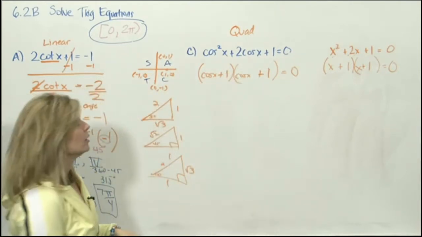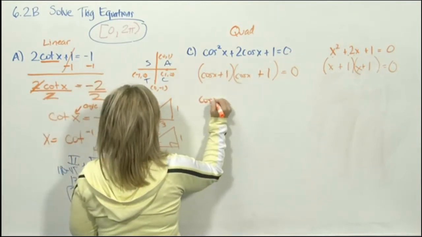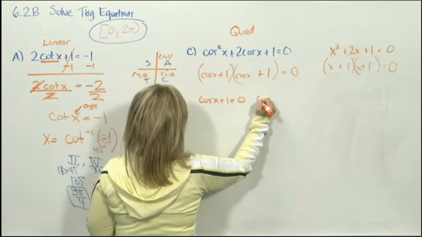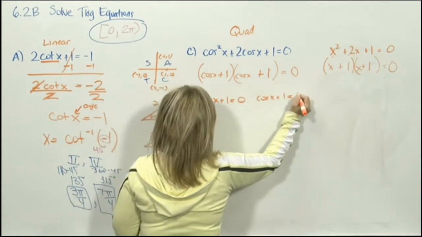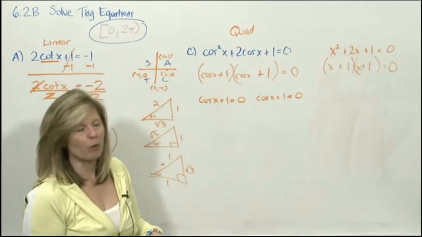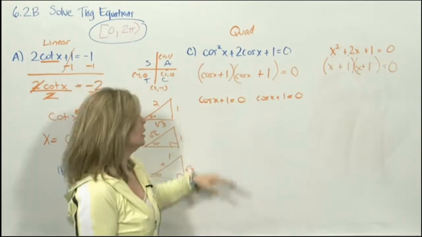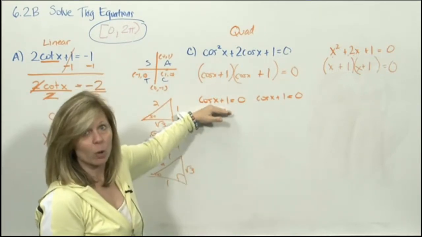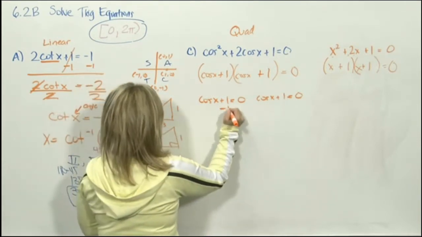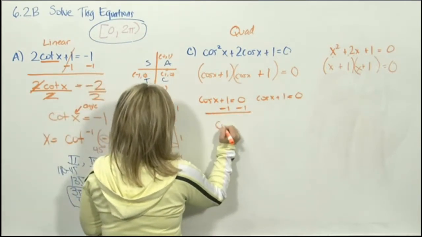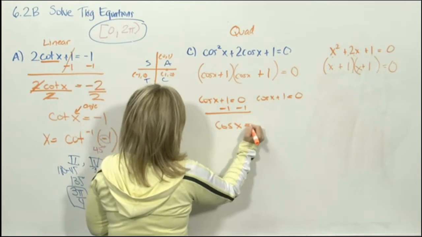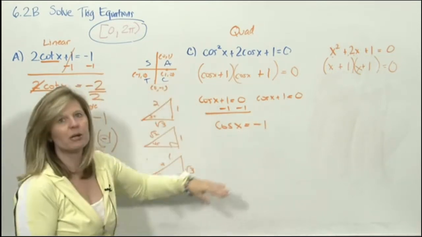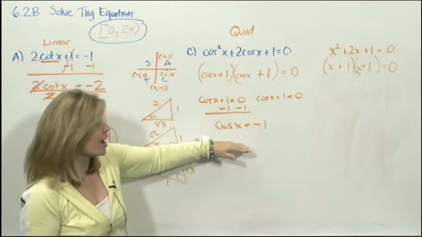Now it's linear. You take both equations, you set them equal to 0. There's no need to solve both of them because they're the same equation. So we're trying to isolate the trig word. It's not by itself yet. We move the 1, and now we get it isolated. Cosine x is negative 1. But you're not done. You're trying to find x.